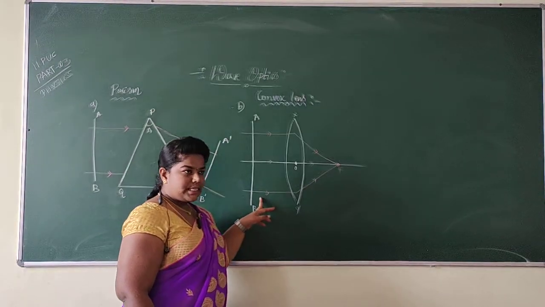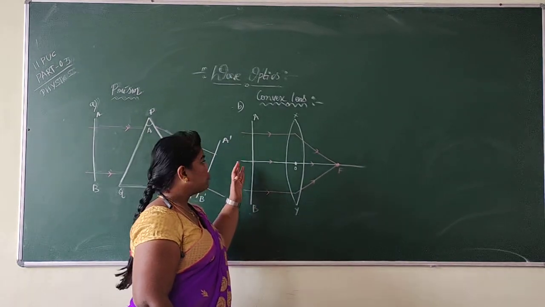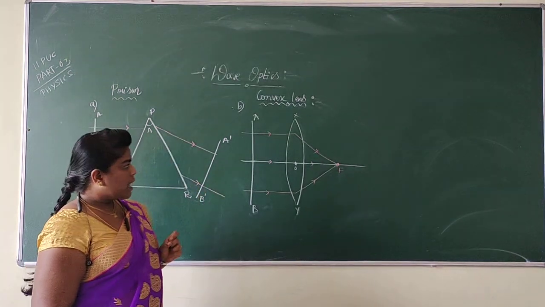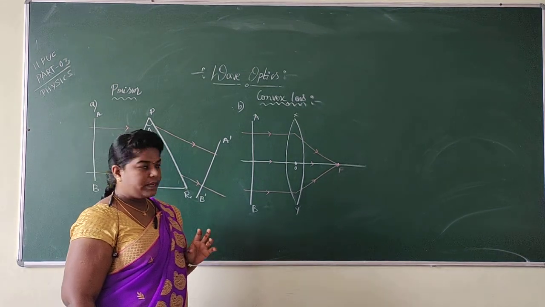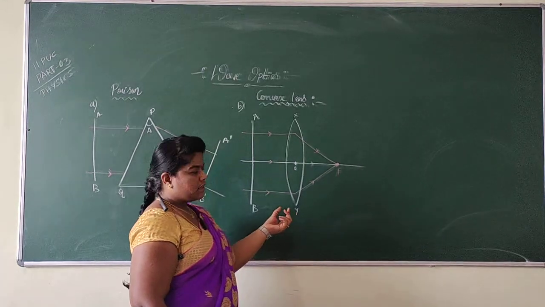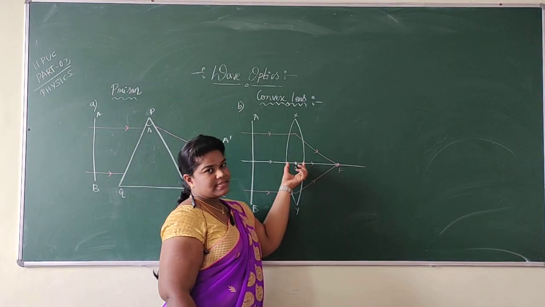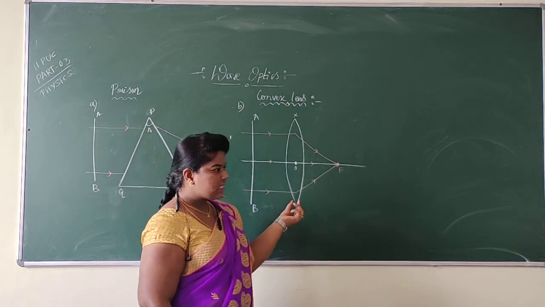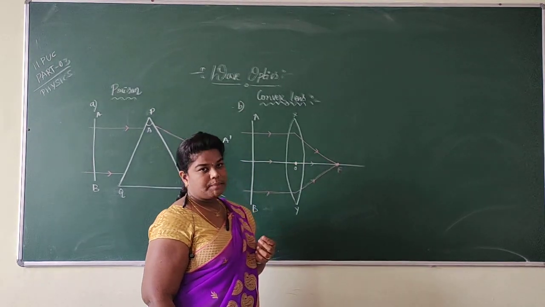Rather than considering rays, I am just going to consider a wavefront, a plane wavefront. I am going to name that wavefront AB. AB is a wavefront, and it is moving towards the convex lens. Observe carefully. At the upper end and the lower end of the lens, the thickness is very small, whereas at the middle of the lens, the thickness is maximum.